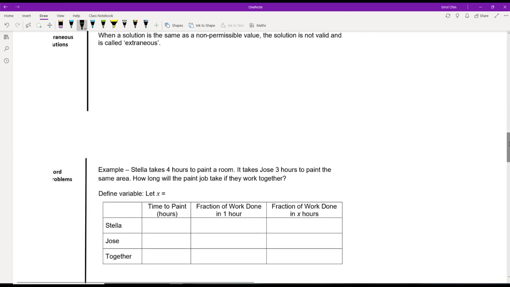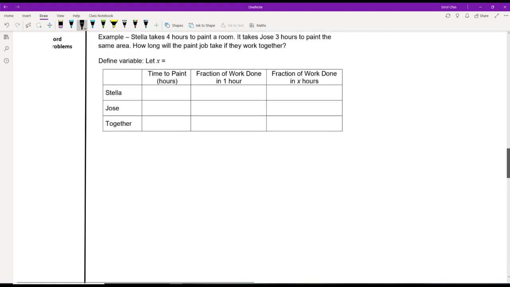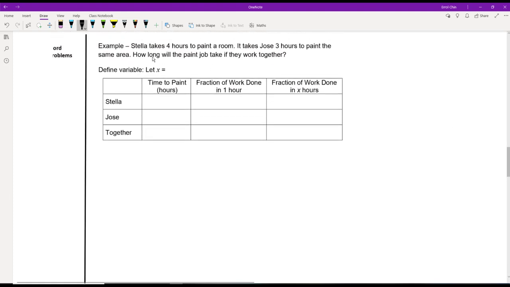Moving on to some word problems. So it says here, Stella takes 4 hours to paint her room. It takes Jose 3 hours to paint her room. How long will it take if they work together? Well, let's write some of the information down. It takes Stella 4 hours. It takes Jose 3 hours. That's if they're working on their own.